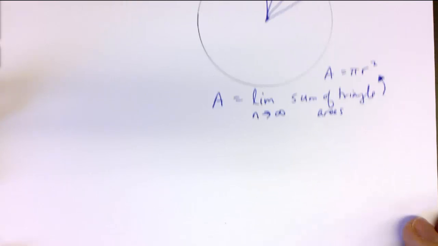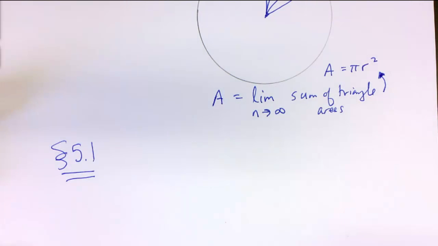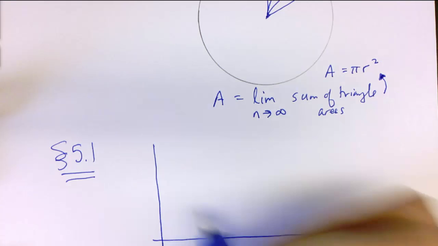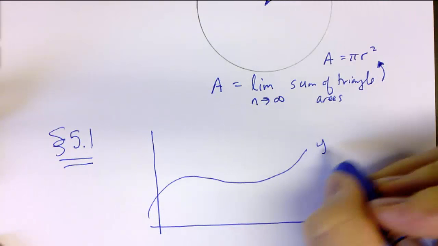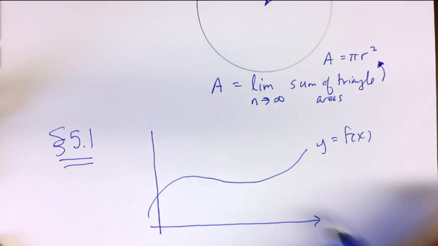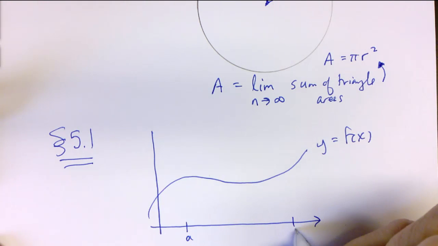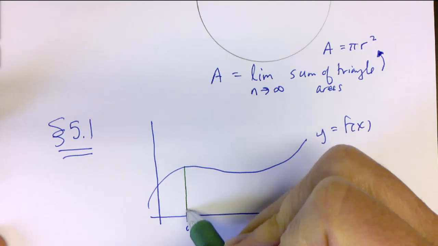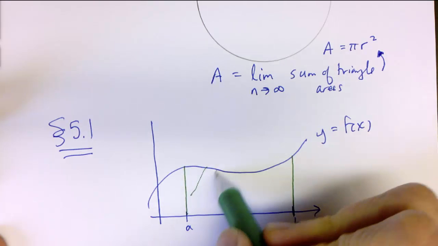All right. In this section, section 5.1 in our textbook, we're going to look at the area under the graph of a positive function. Okay. So I've got some function y equals f of x. All right, maybe this function describes a semicircle, and then I would be back at the circle area problem. And I want to find the area under this curve between a and b. So in particular, I'm looking to find this green shaded area here.